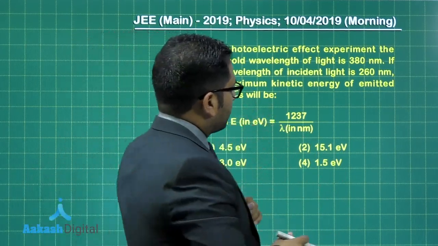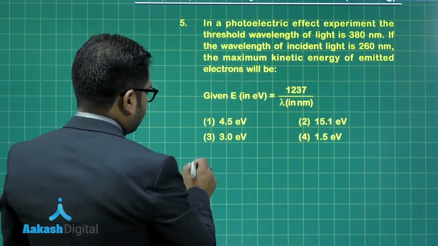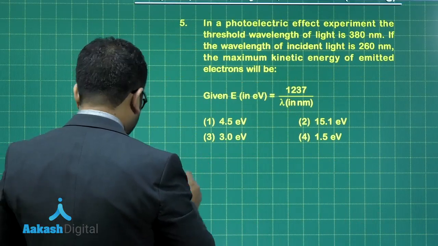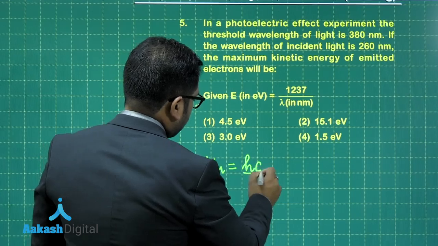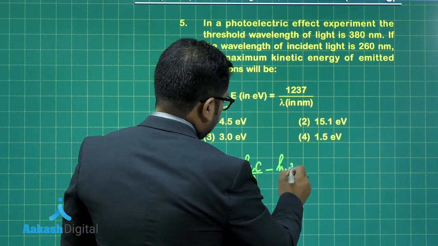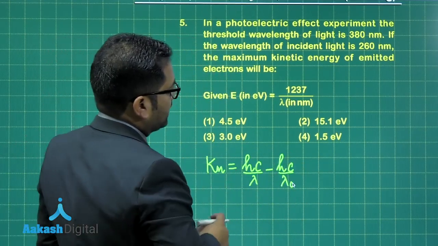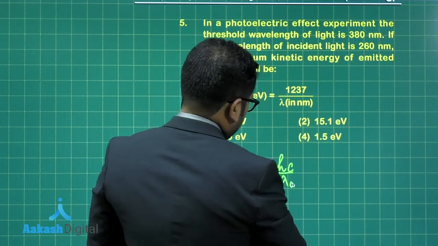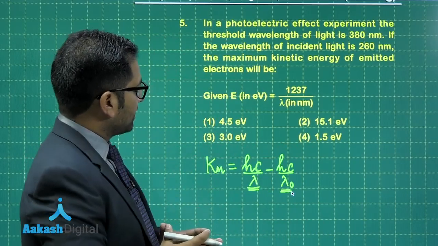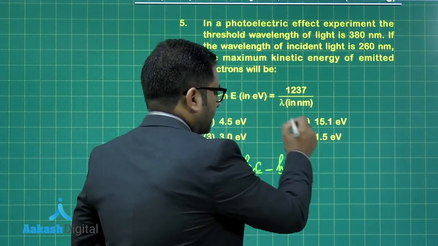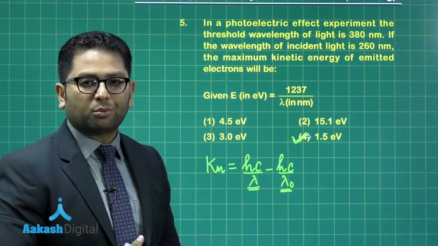So here all I need to do is calculate the maximum kinetic energy, and the maximum kinetic energy would be hc by lambda minus hc by lambda naught. And both the wavelengths have been given in nanometer, and if I put hc as 1237, I will be getting option number 4 as the correct option for this question. It doesn't have any modification, a straightforward calculation one.